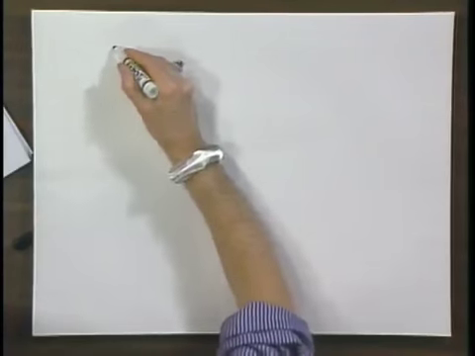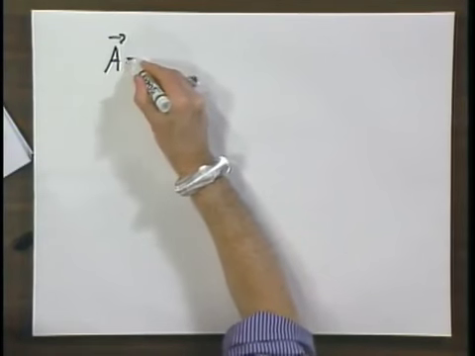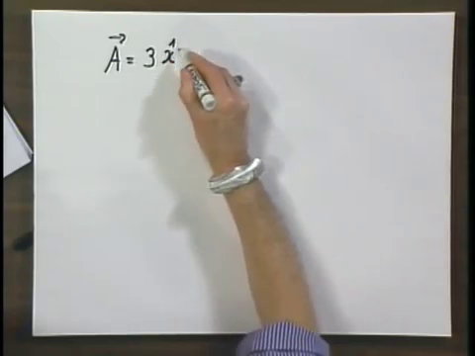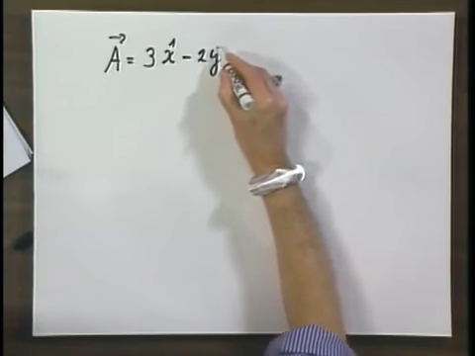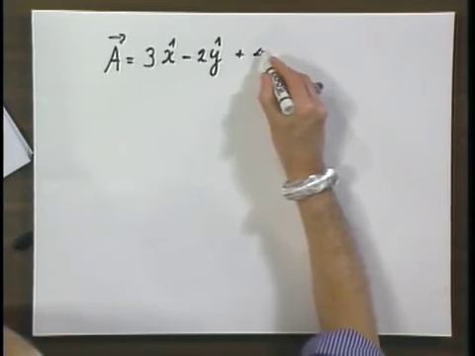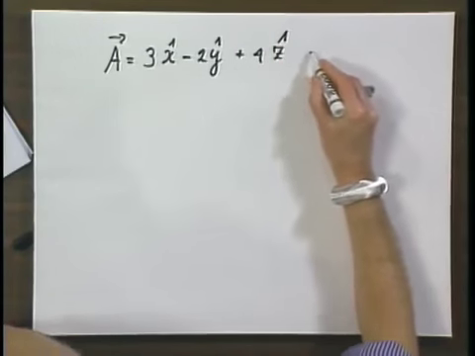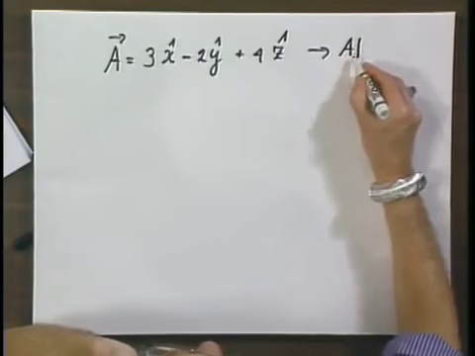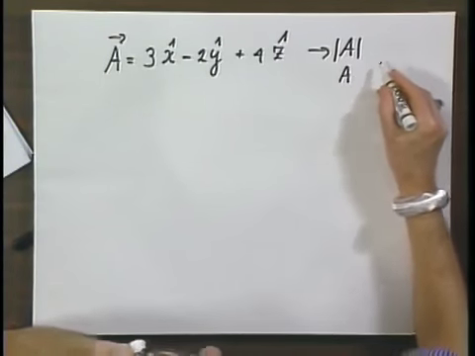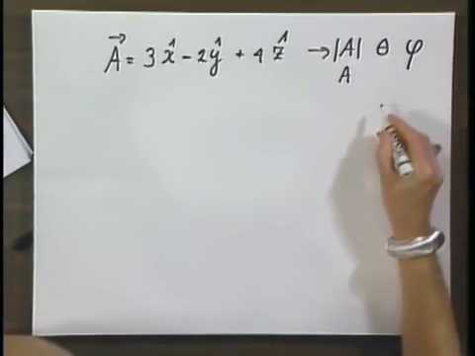Equally well, if I gave you the vector notation in Cartesian coordinates, you could then also go back, of course, to the magnitude, to theta, and to phi. So let's do an example of that. Suppose I have a vector A, which is 3x roof minus 2y roof plus 4z roof. And we would like to find the magnitude of A, for which I could write simply A. We would want theta, and we would want phi.